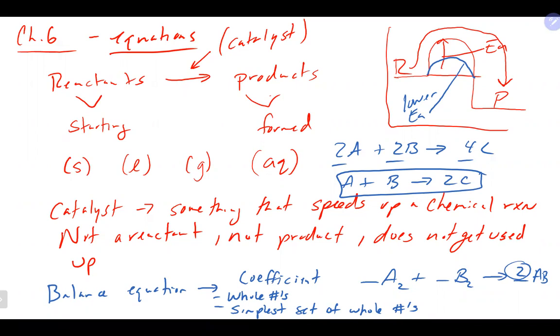Then we took this to chapter 7, and we talked about different types of reactions. Chapter 7 was really types of reactions. And if you remember, reactions can be broken up into two big categories. One is double displacement reactions.